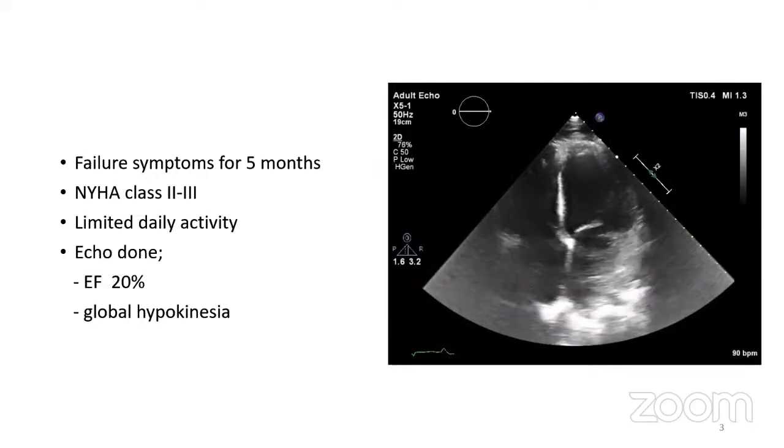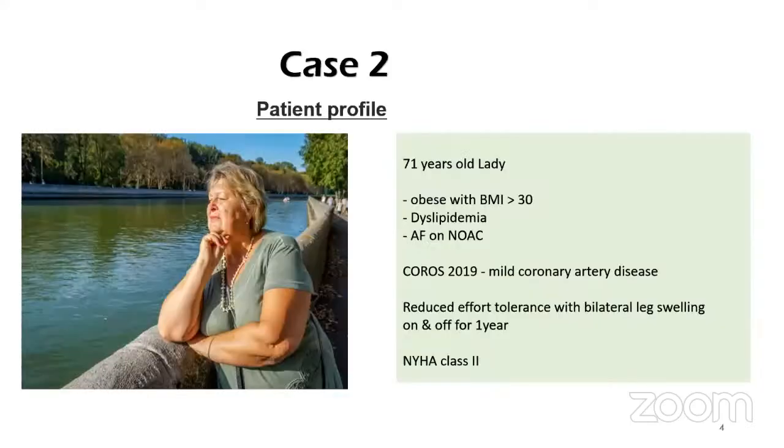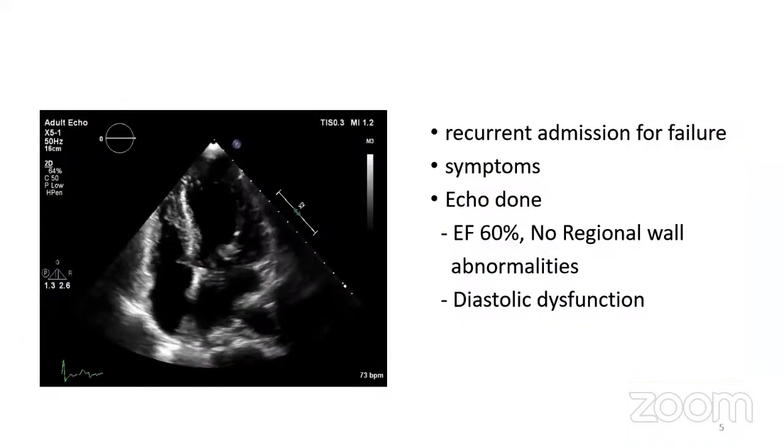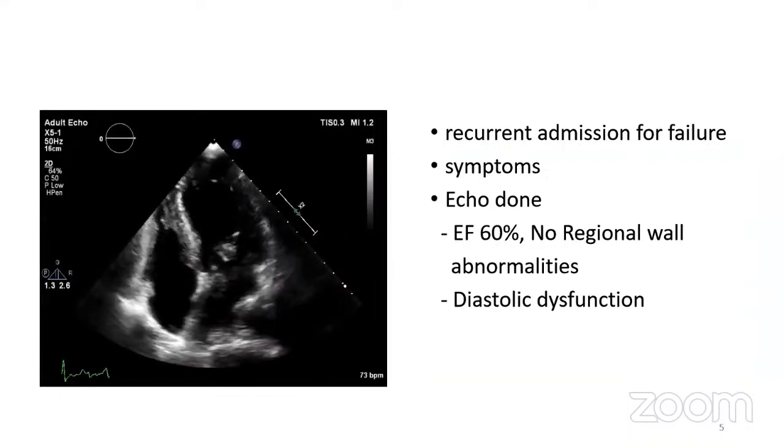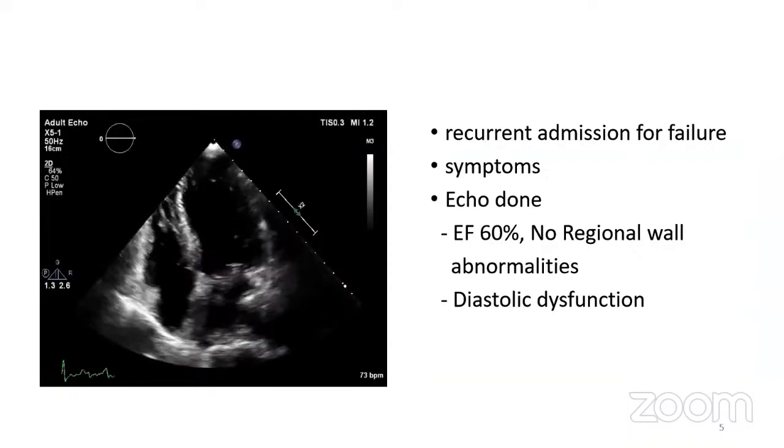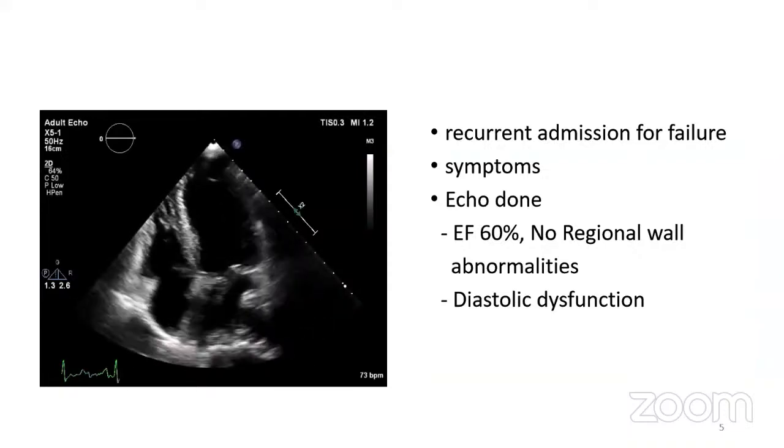Now I'll go to the second case first before we discuss further how we manage this case. The second case is a 71-year-old lady who is obese with a BMI of more than 30, dyslipidemic, and also has AF on no egg. She has mild coronary artery disease, where the coros was done in 2019. She presented to us with reduced effort tolerance with bilateral leg swelling for the past 1 year, and she is in NYHA class 2. The echo shows an ejection fraction of 60%. There are no regional wall abnormalities, but diastolic dysfunction is noted. She has also been admitted multiple times for these failure symptoms.